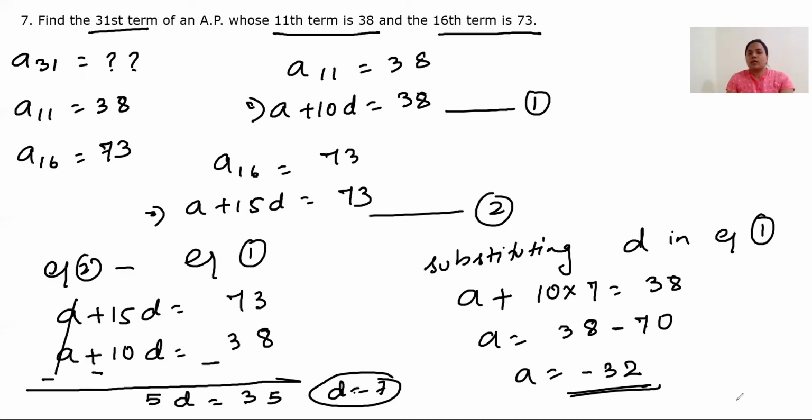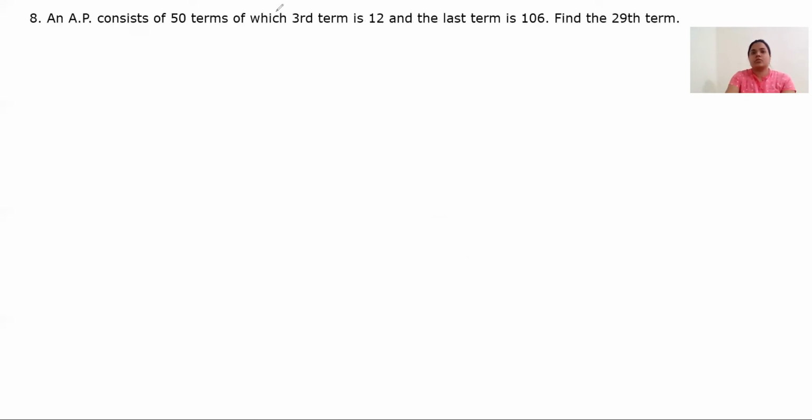Clear? So two terms were given. We had to find another term. First we got a and d. Using that a and d, we found the 31st term. Fine. Let's move to the next question.